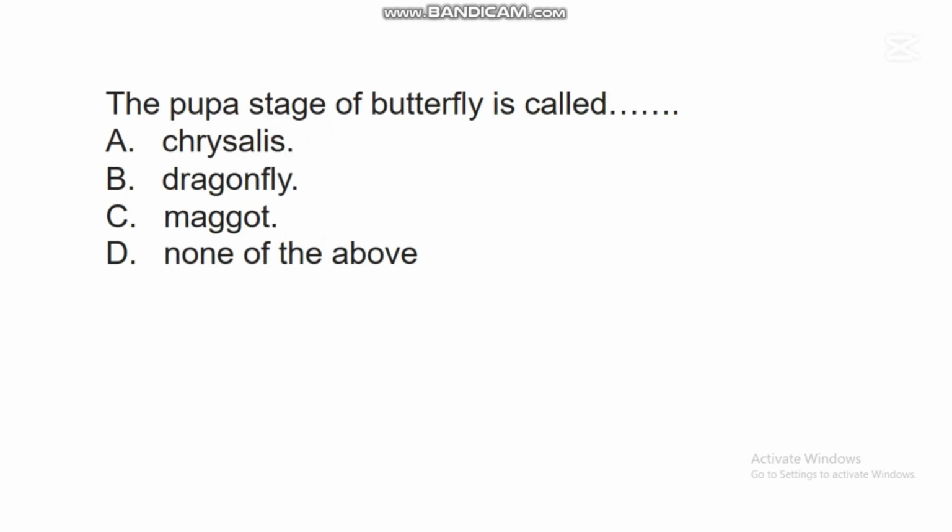The next question says, the pupa stage of butterfly is called dash. A. Chrysalis. B. Dragonfly. C. Maggots. D. None of the above. In this question, the correct answer is A. Chrysalis. So, this chrysalis is the pupa stage of butterfly during metamorphosis.